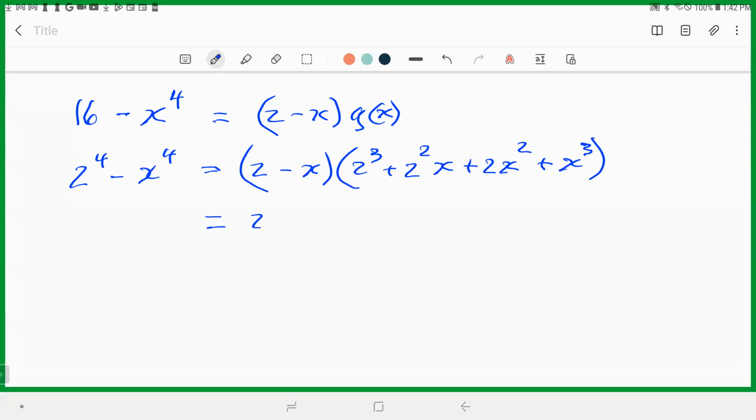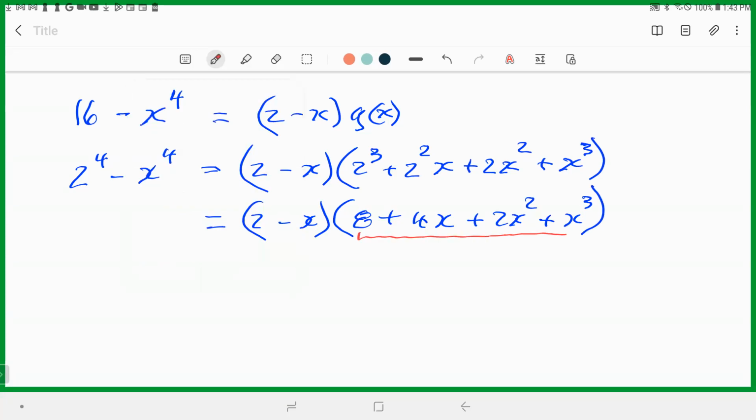So this then becomes 2 minus x times: this is now 8, this is 4x, this is 2x squared, and this is x cubed. So this inside here is g of x. If I want it in descending powers, I can write g of x equals x cubed, then 2x squared, then 4x, then 8. If they want g of x in descending powers of x, you can just switch them around like that. So far, so good? Yes, sir.